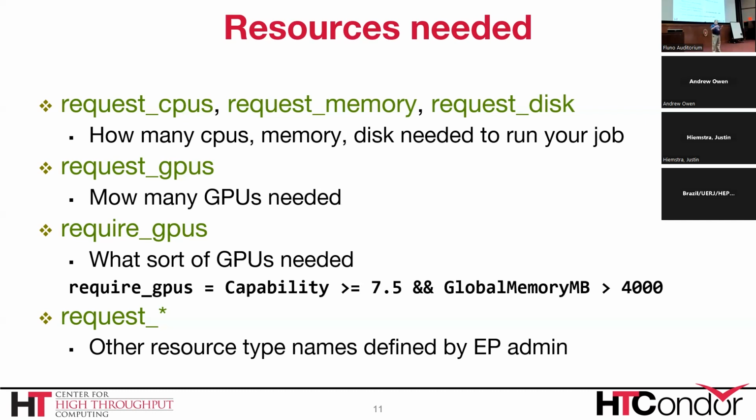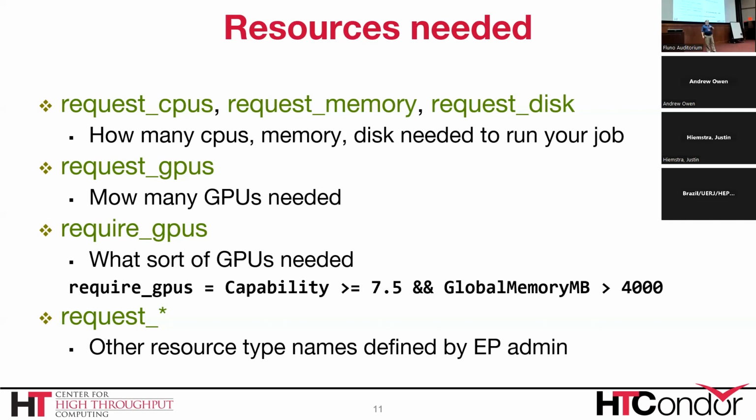We realized that for the heterogeneous GPU case, we needed to say not just I need a GPU, but I need a GPU that has a certain pattern, a certain amount of memory, a certain level of the CUDA capability. And so for GPUs, in addition to request GPUs, you can say require GPUs. I want to match only machines that have GPUs with this capability. And when I land on that machine, if it should have multiple types of GPUs, I want to be assigned a slot only that has that type of GPU.